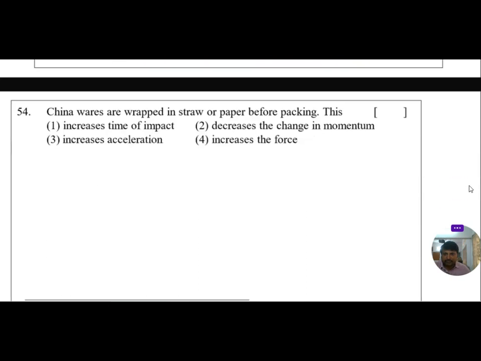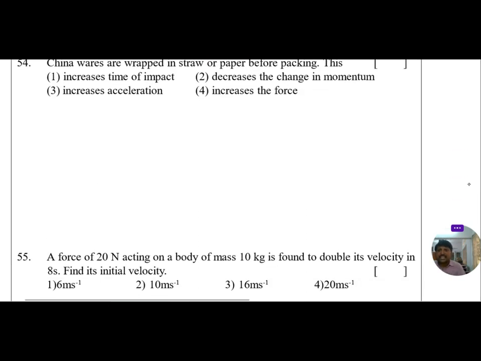Let's go to 54th question. China wares are wrapped in straw or paper before packing. This is so, we know very well, impulse is equal to average force into time, or impulse is equal to change in momentum.